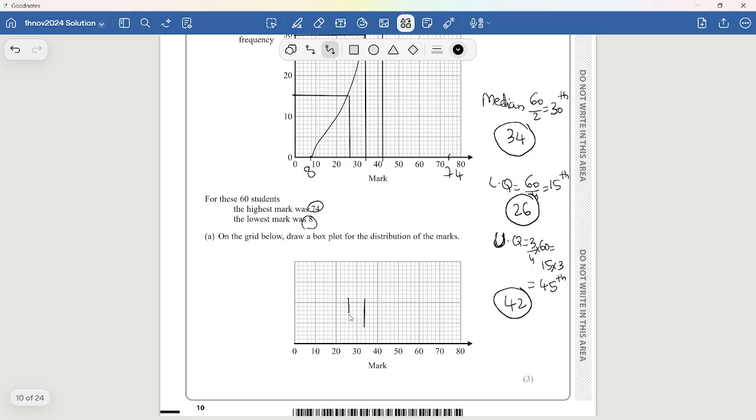So a line here. And the upper quartile is at 42. So that looks fine. And I will connect all these to make a box. Okay. And the highest mark and the lowest mark should also be represented here. So the lowest is at 8, which is here.